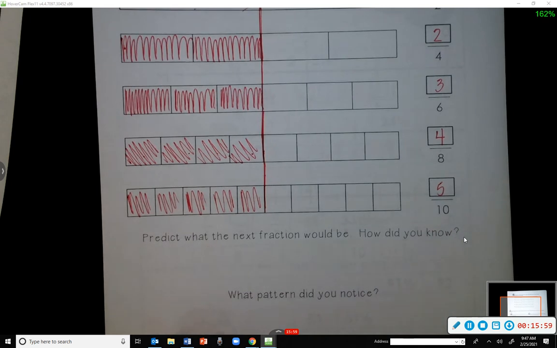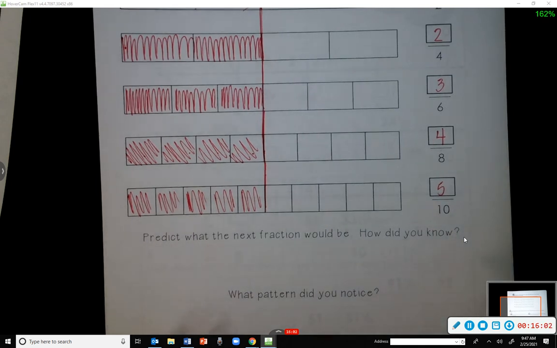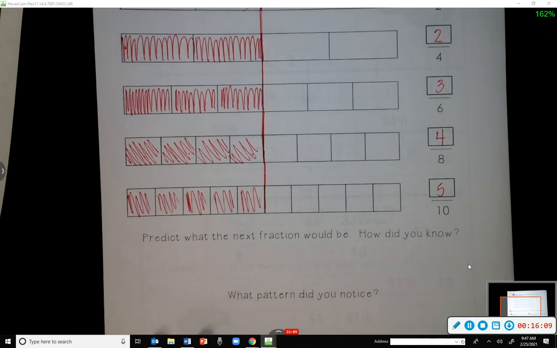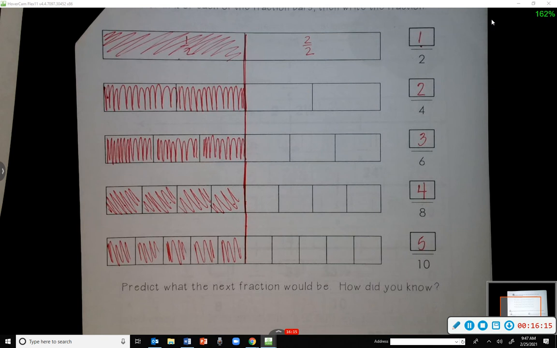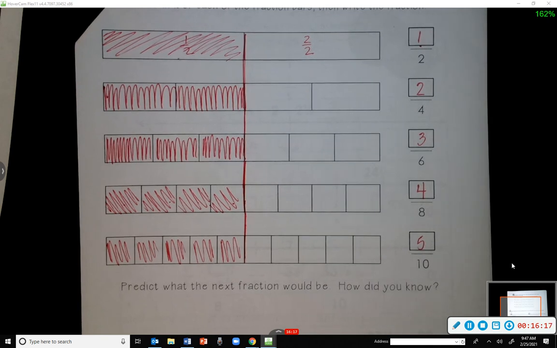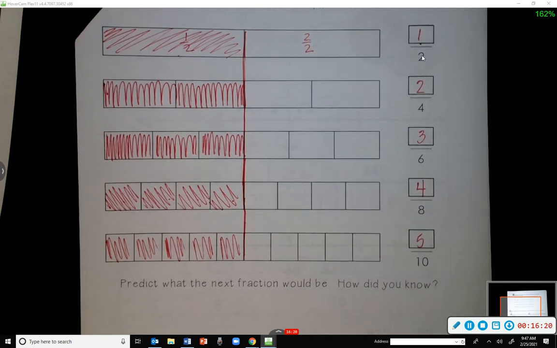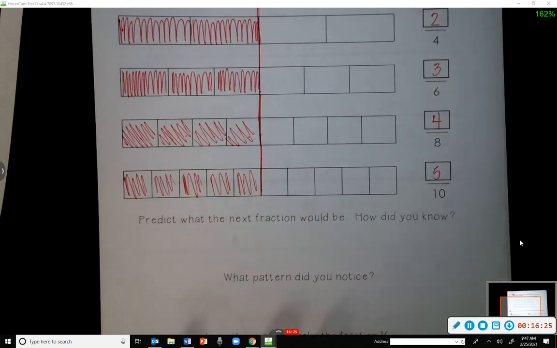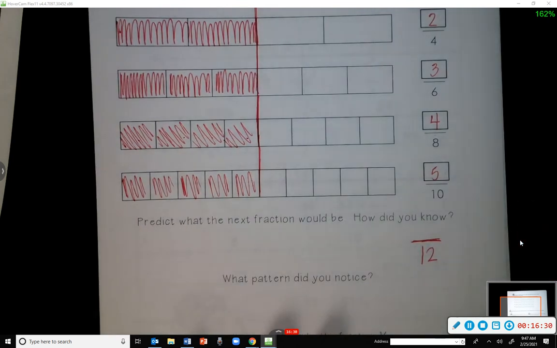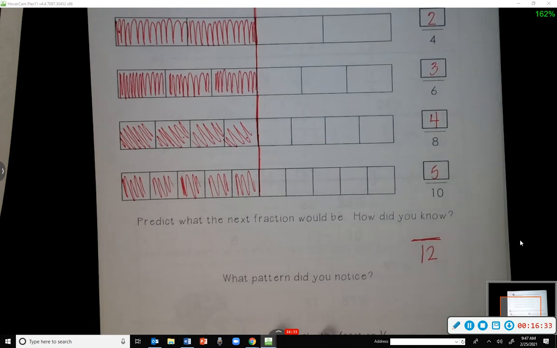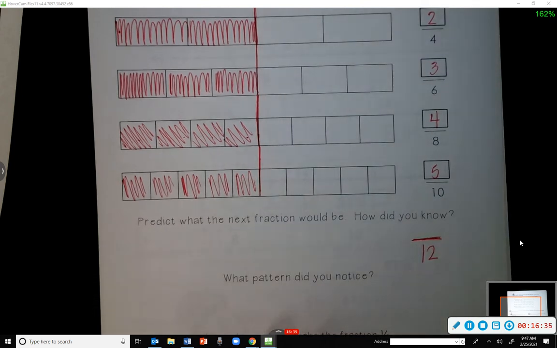You could put 14 boxes and then draw 14 boxes on the line. Why'd you pick 14? Can we pick 12 next? Because it's going by twos. 2, 4, 6, 8, 10, 12. Okay, so 12 is my denominator. What would the numerator be? 6. Evangeline? 6. And how did you know?